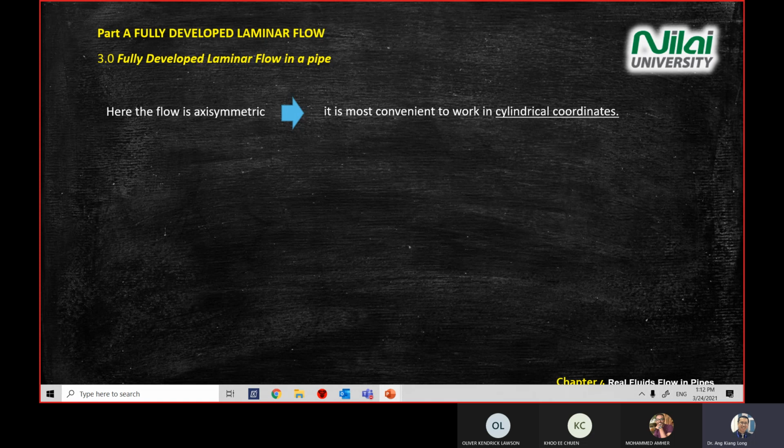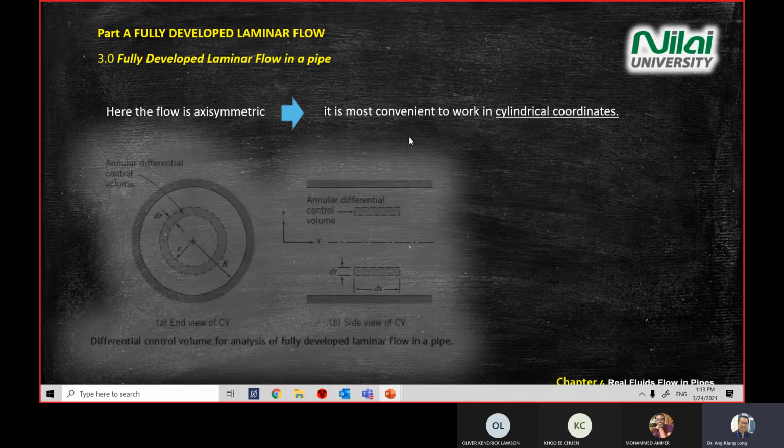What does it mean? It means that it is symmetrical in all directions. Axisymmetric means that it is a round body and it is symmetrical on both sides. No matter how you flip it, we have an axisymmetric scenario. So we will work in cylindrical coordinates. Previously we used Cartesian. Now because we are using a pipe, it's very convenient to use cylindrical coordinates.